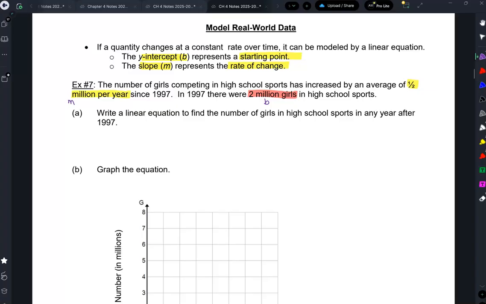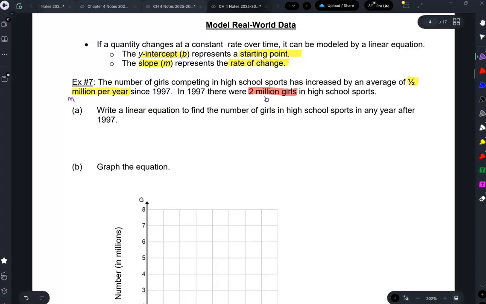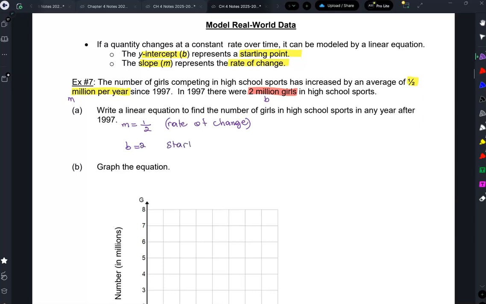Okay? So M is the rate of change, so it's a half. I can ignore the millions. B is 2, that's the starting point.